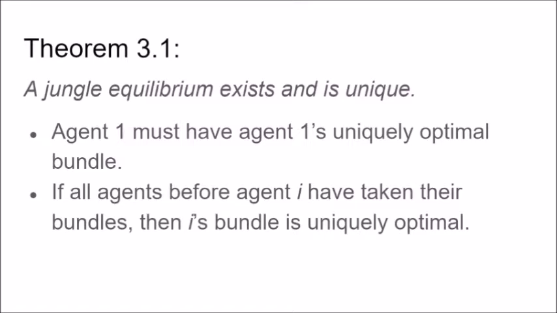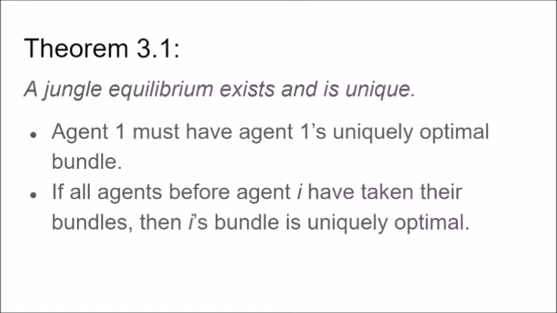First off, realize that Agent 1, the most powerful, the boss, must have Agent 1's uniquely optimal bundle. If Agent 1 did not have Agent 1's uniquely optimal bundle, he would simply take it from someone else. He can use his power because he's the boss and take what he wants from someone else. So he must always have his uniquely optimal bundle.